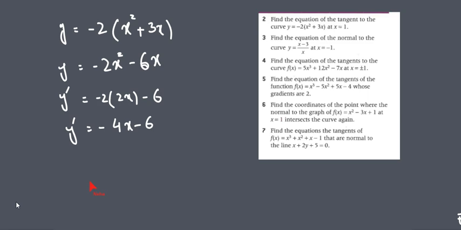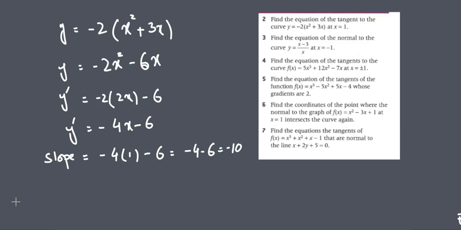Okay, so now I have to calculate the slope at x equals 1. So I will just substitute x equals 1 in my derivative. If I substitute 1 here, I get negative 4 times 1, which is negative 4, minus 6, and the answer becomes negative 10, right? So the slope at x equals 1 is negative 10.